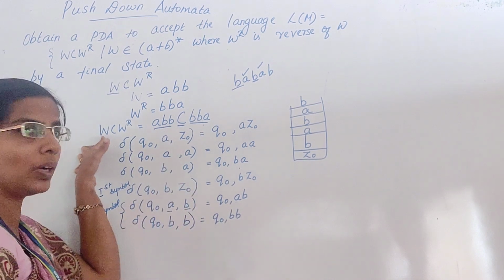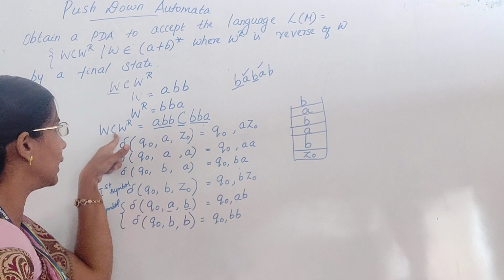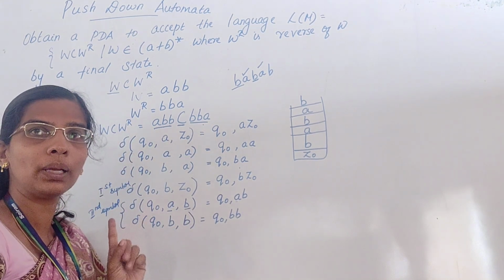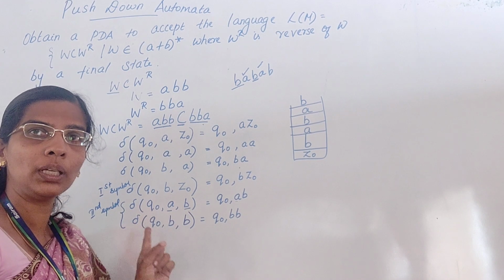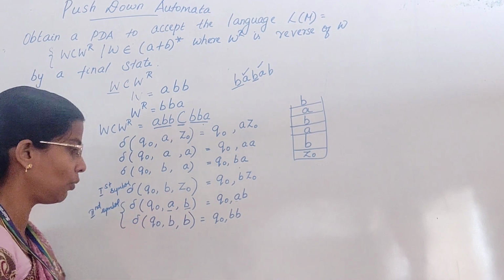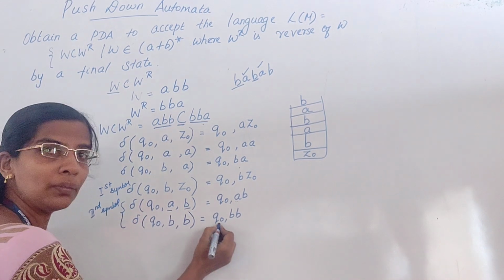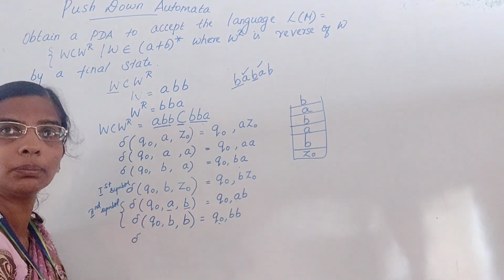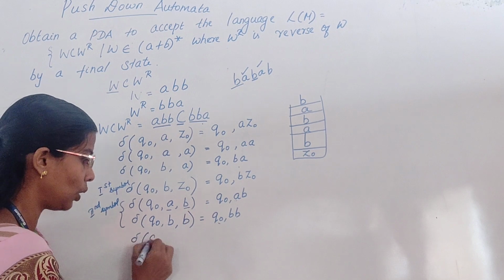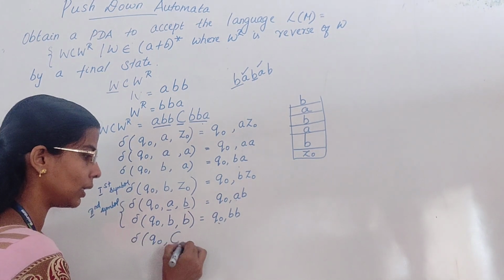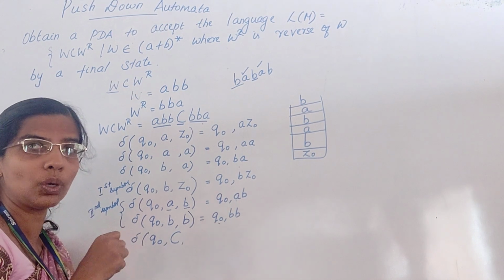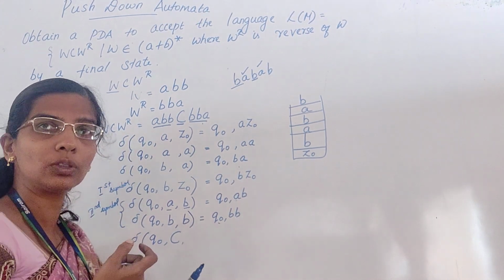When W is over, I will get this C. What is this C? C is not an input symbol. C is a separator between W and the reverse of W. Now I am in which state? Q0. Is it visible? Yeah. Q0, input symbol is C. But what could be the stack top?